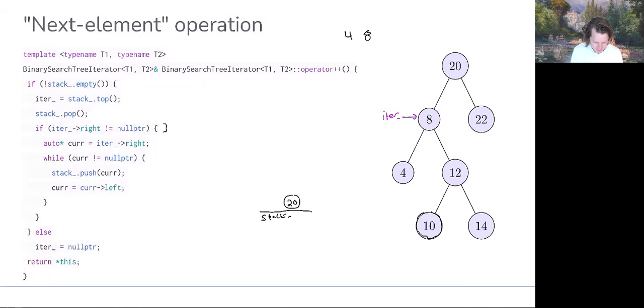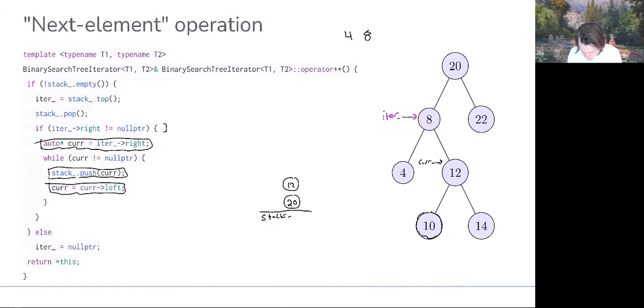So to do this, I'm going to go ahead and create cur, and I'm going to assign it to iter's right. So at this point, cur is pointing here. While cur is not the null pointer, what I'm going to do is push cur to the stack. So at this point, 12 gets pushed to the stack. And I'll go ahead and assign cur to cur's left, which will move cur to that node.